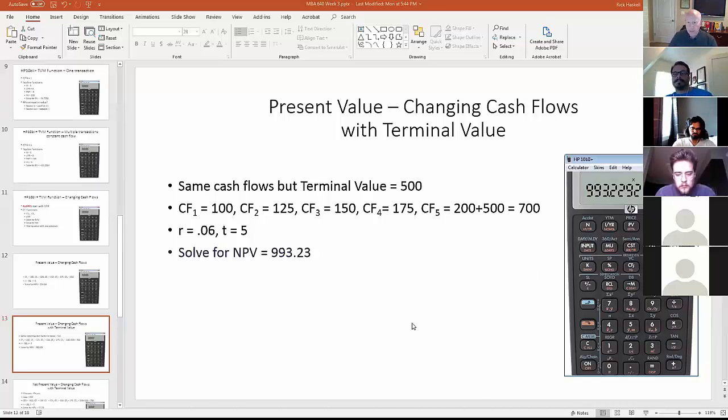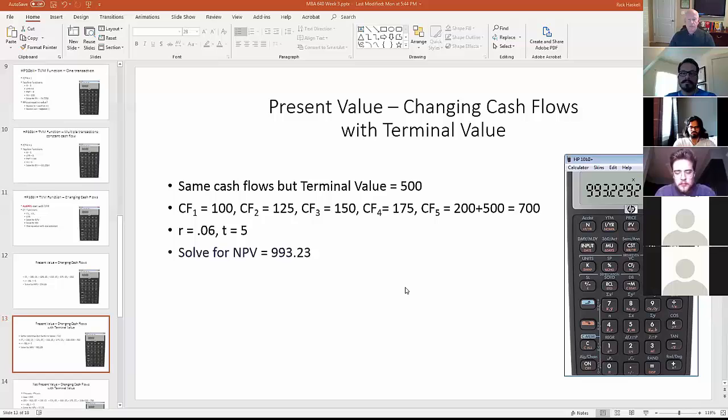Does anybody else get that same number? Okay, good. Well, I feel just a tiny bit better about myself now. So is that a net present value though? It's not. It's still just a present value.